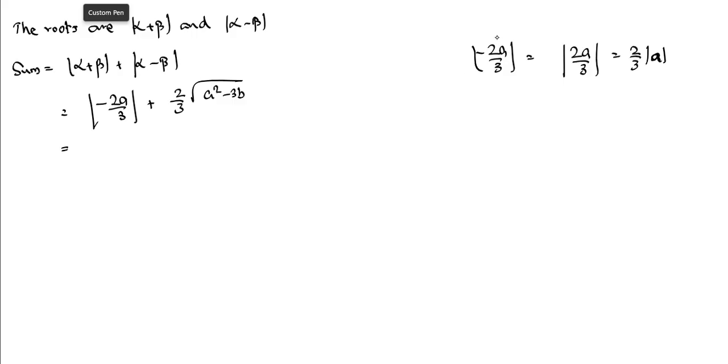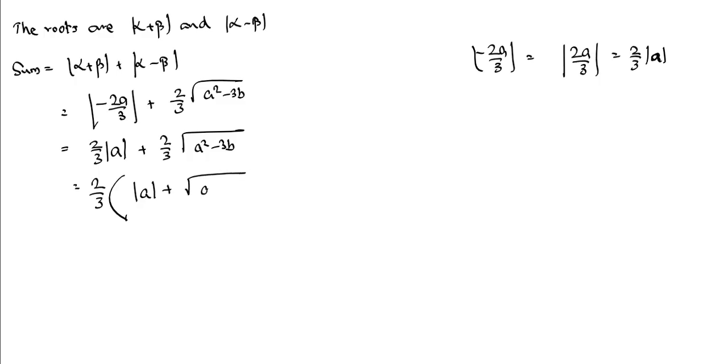Overall we want the positive of this. If by any chance a is positive, the modulus will keep it positive. If by any chance a is negative, the modulus will make it positive. So regardless of the value of a, we would still get the positive answer. So what will happen here? This will be 2 over 3 modulus of a plus 2 over 3 root a squared minus 3b. Then you can take 2 over 3 out. Here you have modulus of a plus root a squared minus 3b. This is the sum.